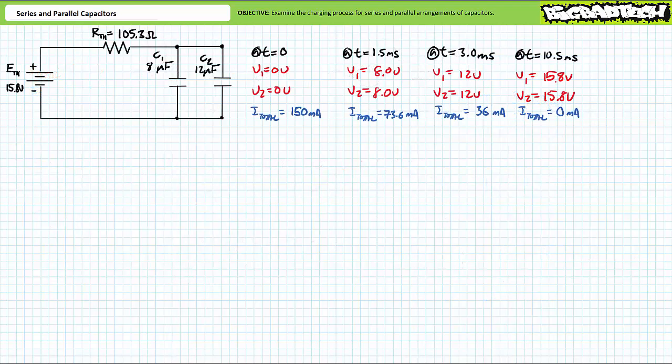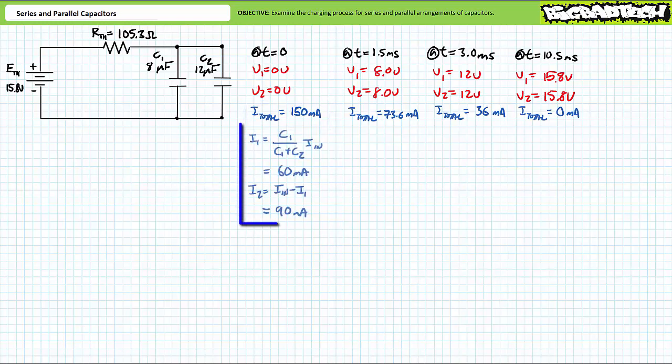Consider our original circuit at t equals 0, where we know incoming current for the total capacitance to be 150 milliamperes. An application of the direct proportionality relationship demonstrates that C1, the smaller capacitor, will draw 60 milliamperes of current, and C2, the larger capacitor, will draw the remaining 90 milliamperes of current. Regardless of the unequal distribution of current, voltage across the parallel combination of initially uncharged capacitors is 0 volts.